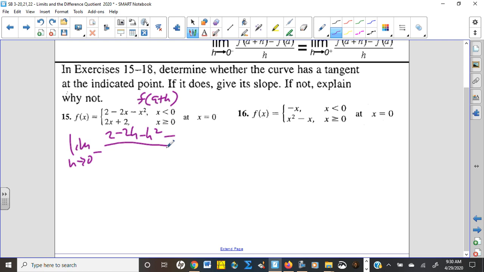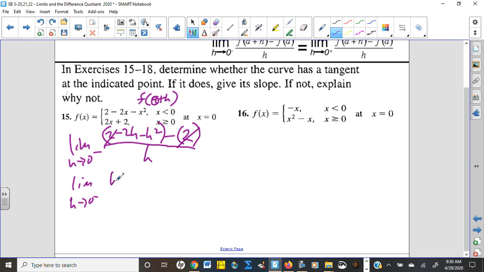And what happens if I put a 0 in? I get 2 minus 0 minus 0, right? So that's just going to be a 2. So this is f of 0 plus h right here, and this is f of 0, and it's all over h, right? So what's going to happen on top? Well, hopefully we see some stuff going away, like the stuff that doesn't have the h values.